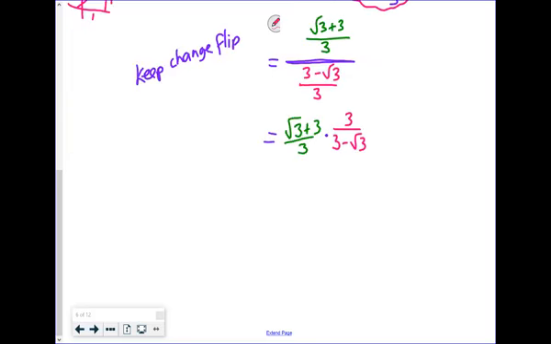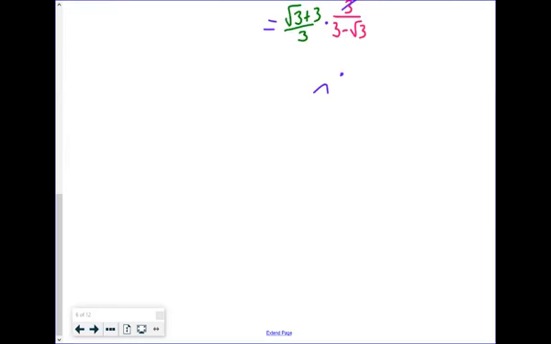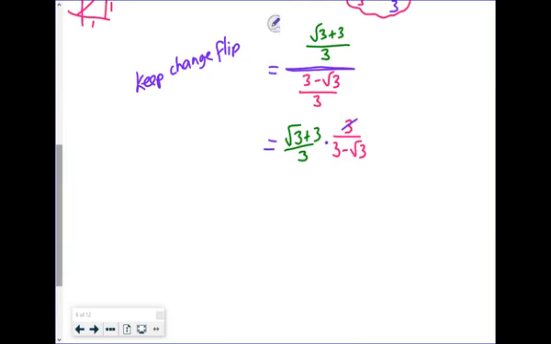Okay, now let's look at what we can do. When we're multiplying fractions, this is a factor of both the numerator and the denominator. We can cancel that out. Oopsie. Sorry, my board's going a bit weird today. So at this point, we've got the square root of 3 plus 3 on the top divided by 3 times the square root of 3 on the bottom.